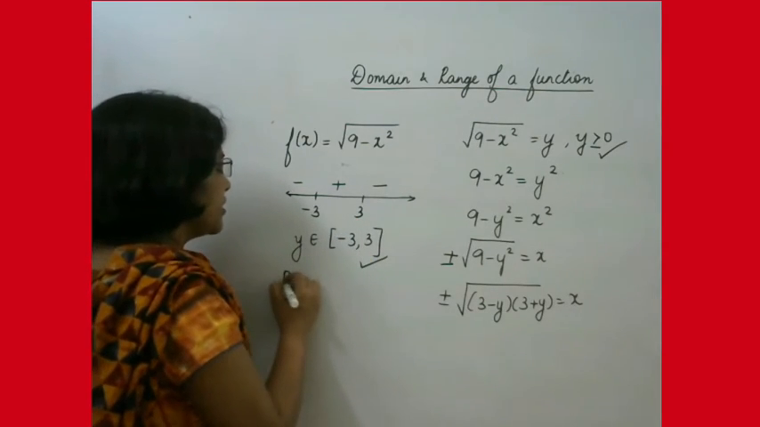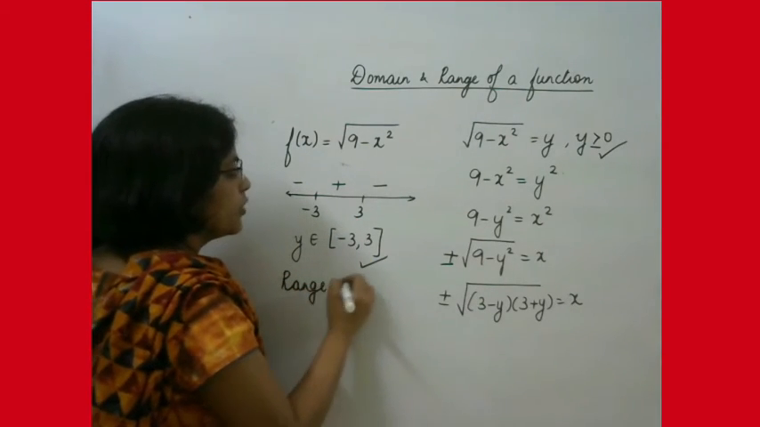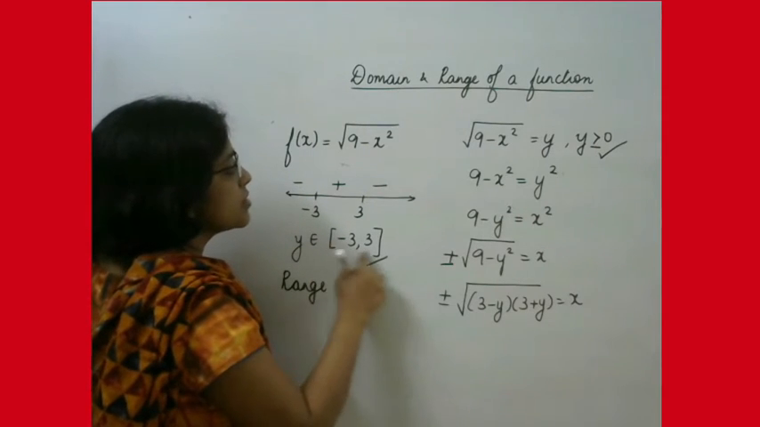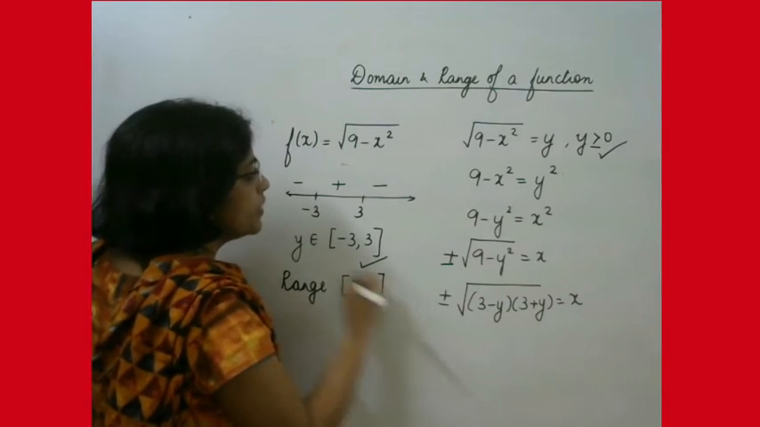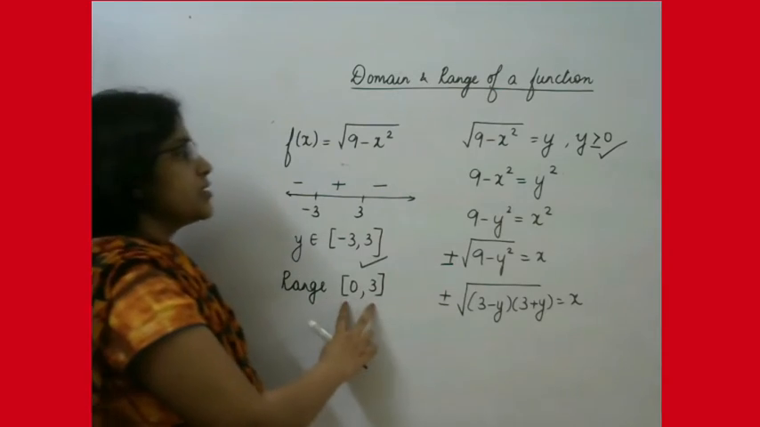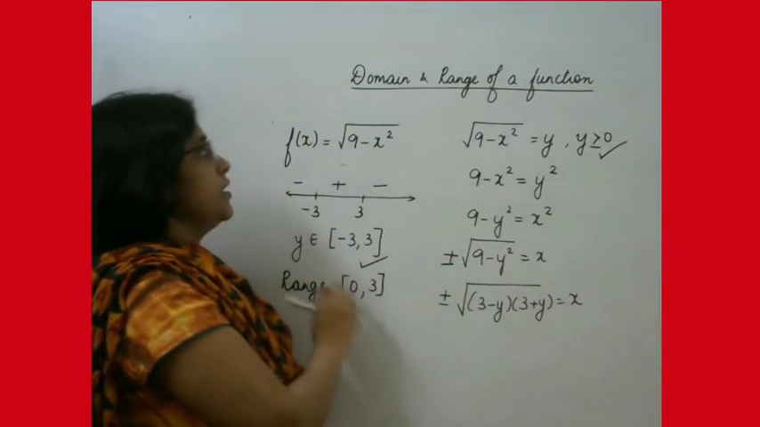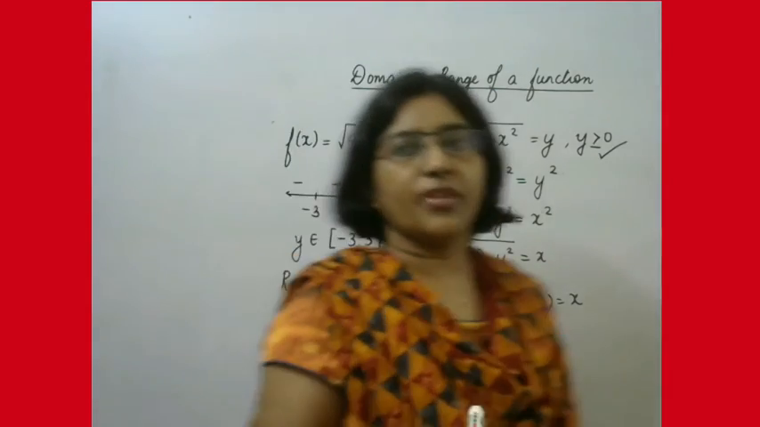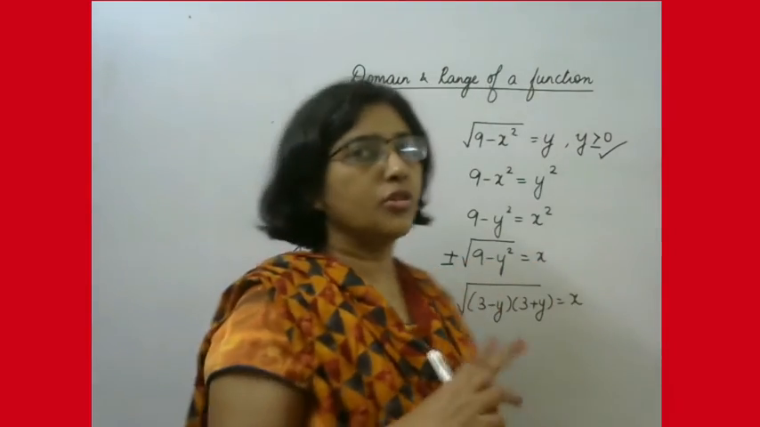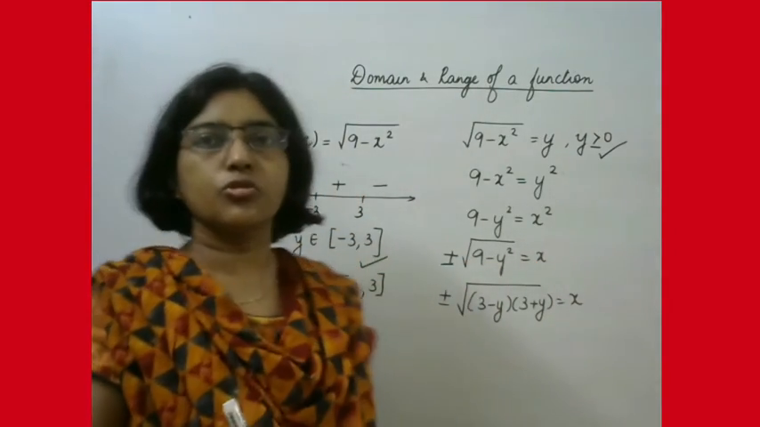So finally the range comes out to be only positive values in this interval, 0 to 3, including 0 and 3. So that is how we can find the domain and range for a quadratic function. You can also do this by a shortcut method.